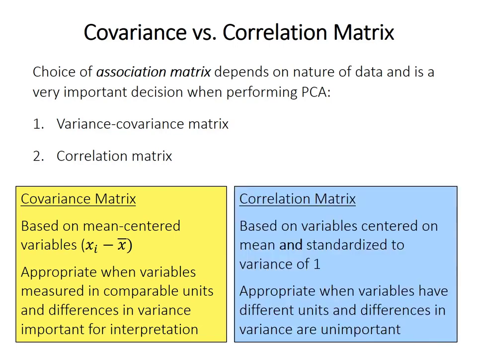So the correlation matrix uses a matrix of Pearson's correlation coefficients. And if you remember way back to the lecture on correlation, this has the effect of standardizing each variable so that each one has a variance of 1. So this is best in the case when you want to remove any effect of different variances, and you would pretty much use the correlation matrix if your variables are measured in different units, because if they're measured in different units, their variance and the differences between their variances are going to be unimportant.